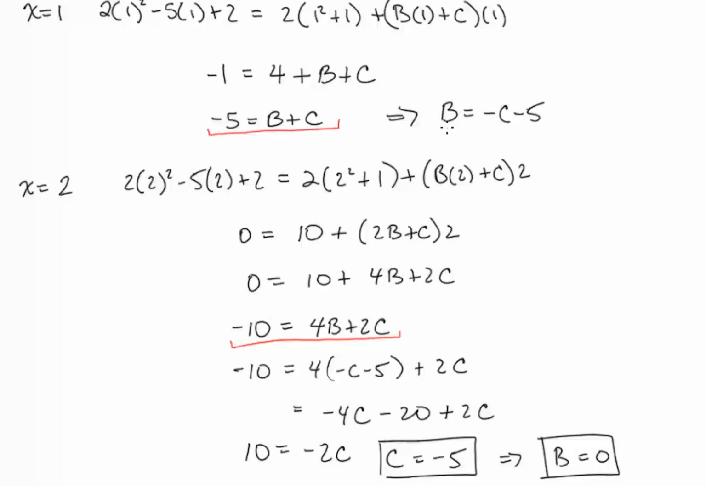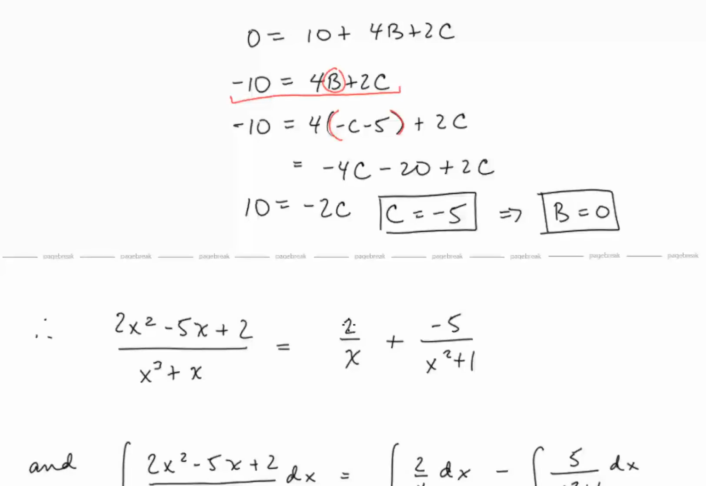So I'm going to write B is equal to negative C minus 5. And then this B gets replaced by negative C minus 5. I'm using substitution here. And so simplifying, we get C is equal to negative 5. And by plugging that into either of the equations, we get that B must equal 0.